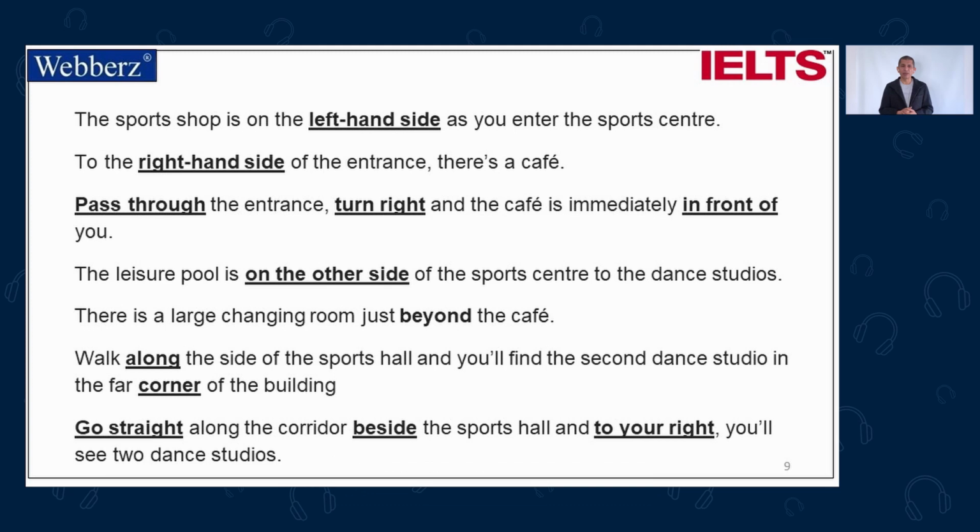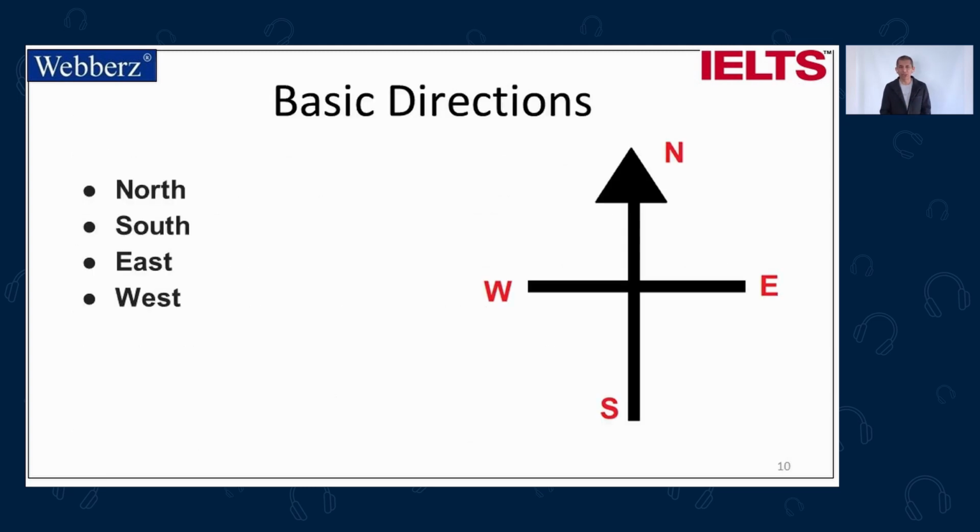Walk along the side of the sports hall and you will find second dance studio in the far corner of the building. Go straight along the corridor besides the sports hall, and to your right you will see 2 dance studios. Now the basic directions.